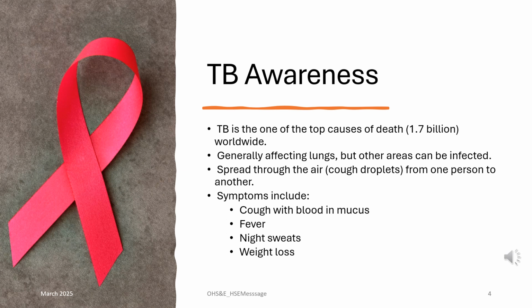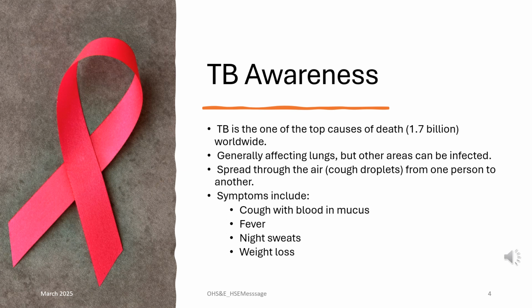Persistent coughing, lasting more than 3 weeks. Coughing up blood or phlegm coming from deep inside the lungs. Chest pains, especially when breathing or coughing. Fever, often low grade but persistent. Night sweats, excessive sweating during the night.